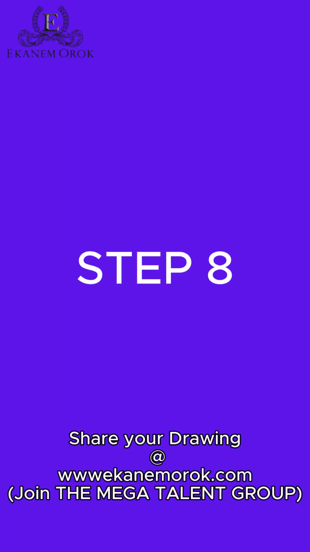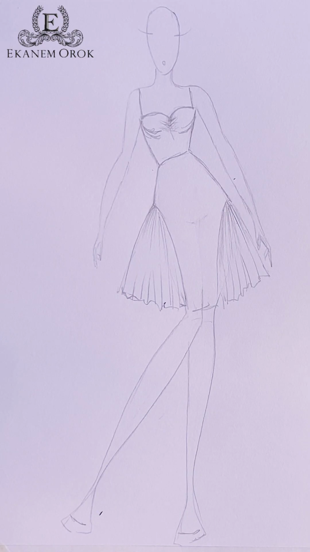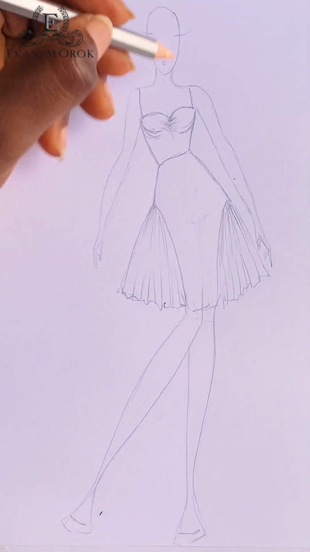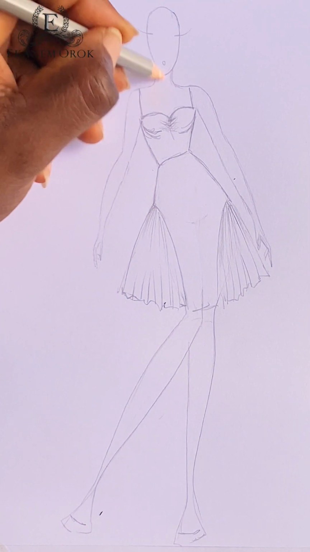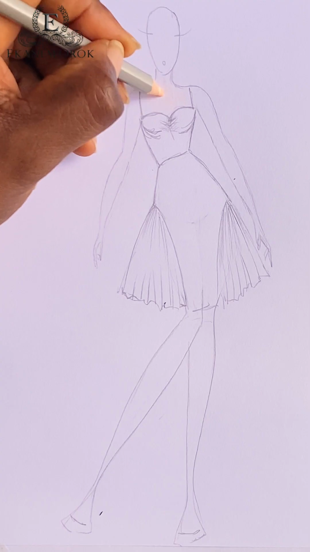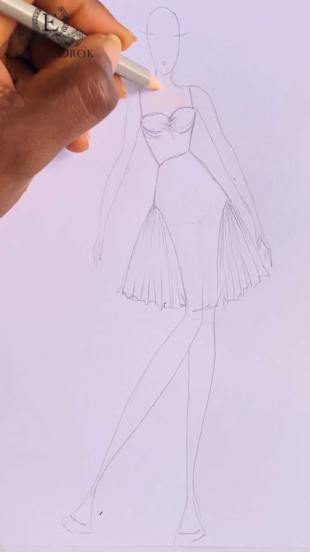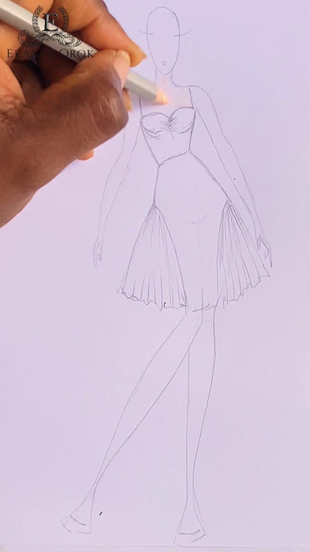Step 8. Darken the edge of the garment and the folded areas of the garment to create highlights and shadows on the garment.